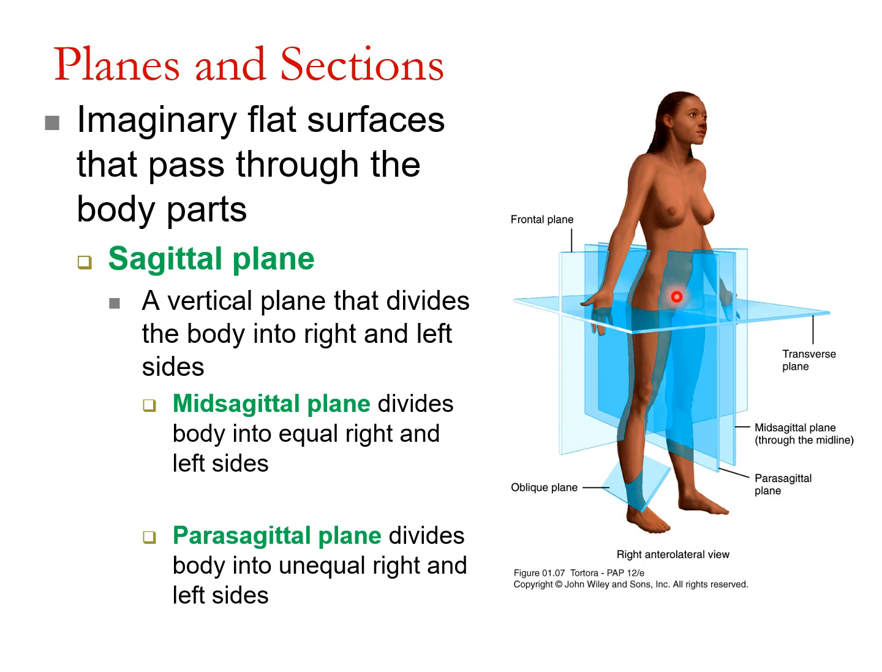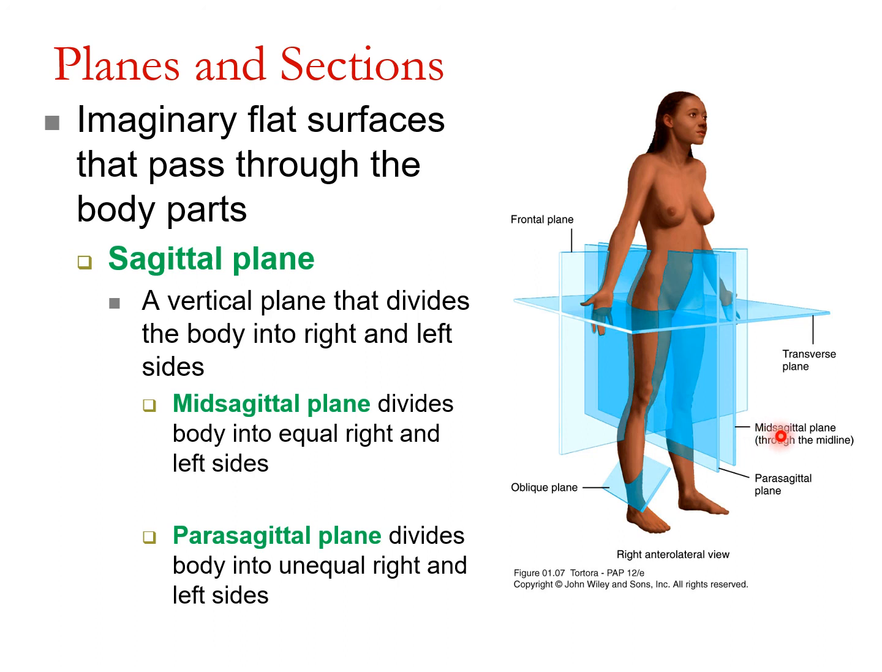The body can be divided into specific areas visually called planes. But when you actually make an incision, it would be called a section. There are 4 major types of section. The first one is the sagittal section. A sagittal plane or section can be of 2 types, mid-sagittal and para-sagittal. A sagittal plane is a plane that divides the body lengthwise into the right and left portions.